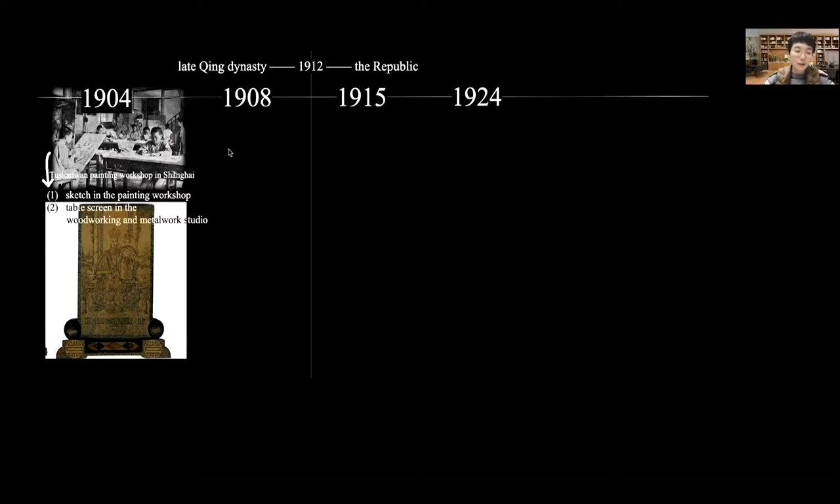To make this woodcraft, firstly, the painting workshop should paint a sketch based on the Cixi photos offered by the client. Then, the woodworking and metalwork studio produced the final woodcraft. After that, the table screen was exported to the World Fair. Well, this original sketch is still kept in the Tushanwan painting workshop.